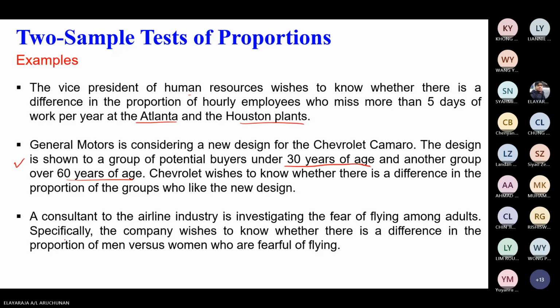A third example: a consultant to the airline industry is investigating the fear of flying among adults. Specifically, the company wishes to know whether there is a difference in the proportion of men versus women. So two sets of data, women and men, to see who is fearful of flying. These are some examples you should know in order to identify proportion problems.